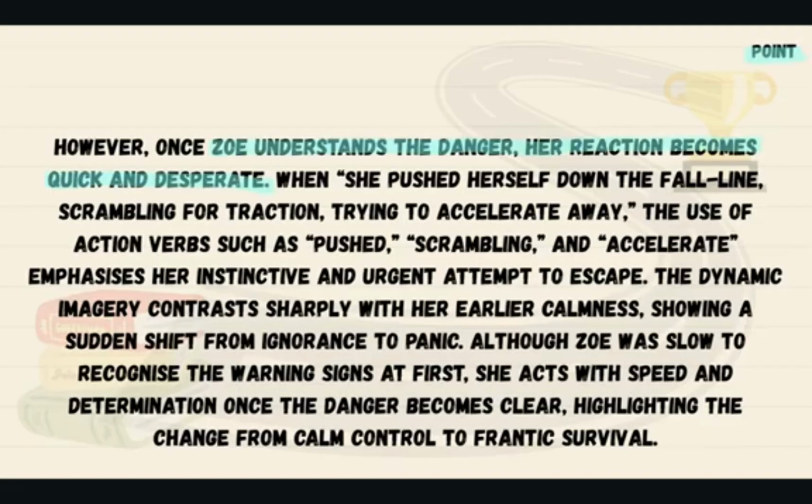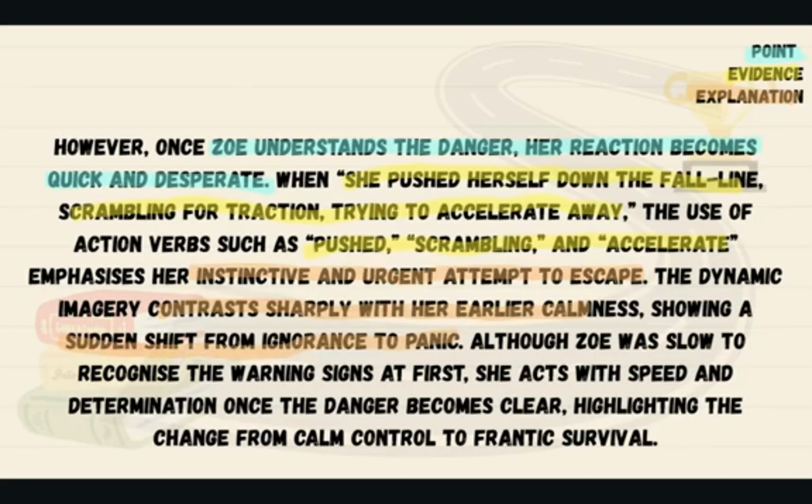If we analyse this paragraph, you can see in blue I've highlighted the point of this paragraph, in yellow is the evidence, in orange is my explanation, and lastly in pink is the link.